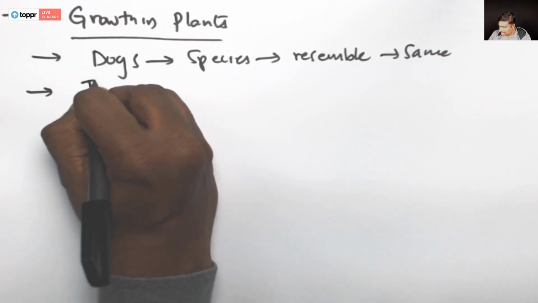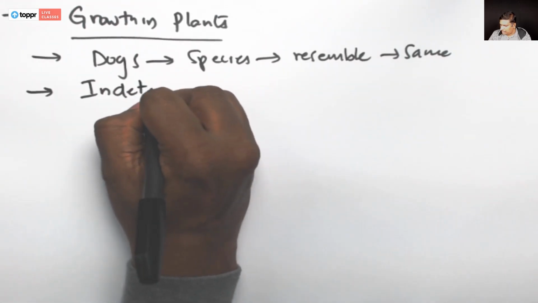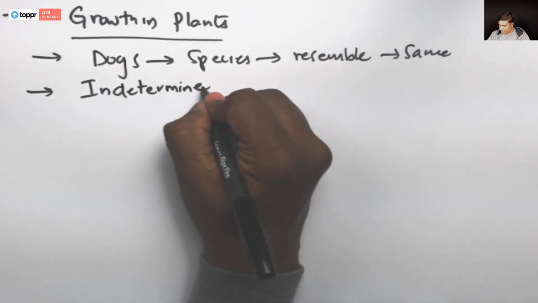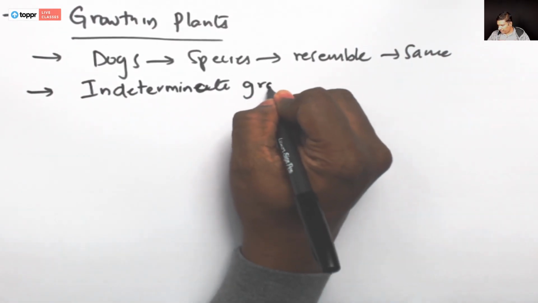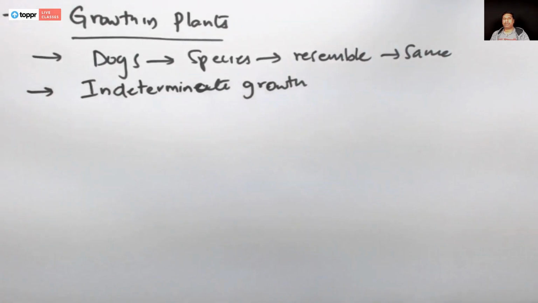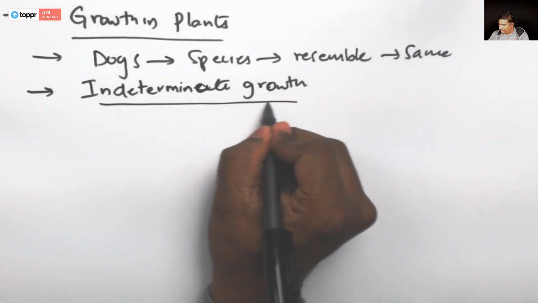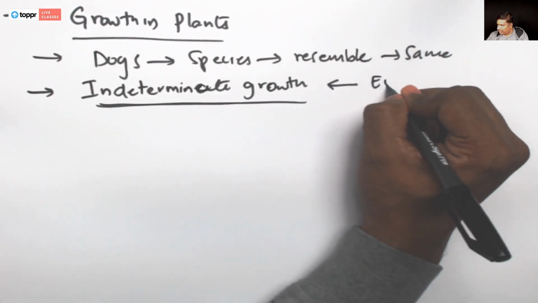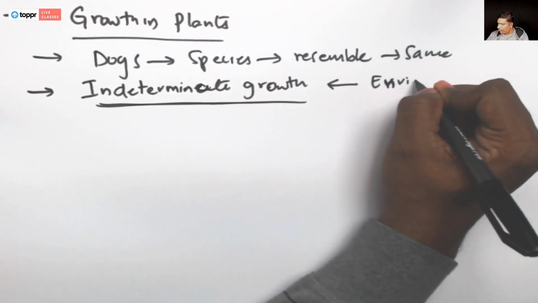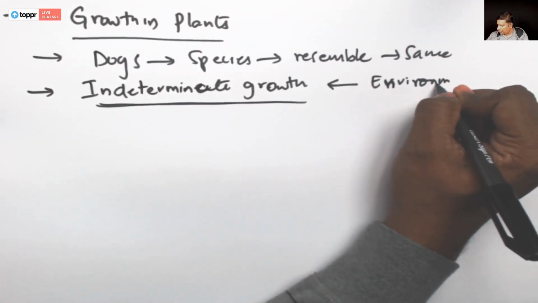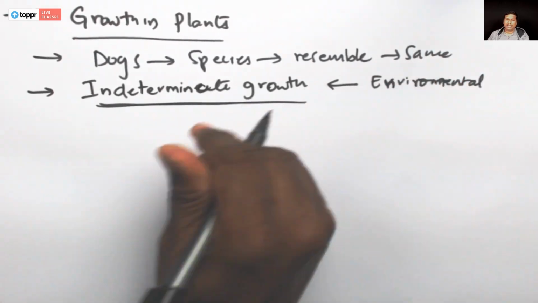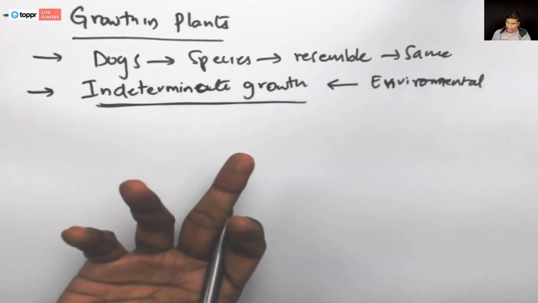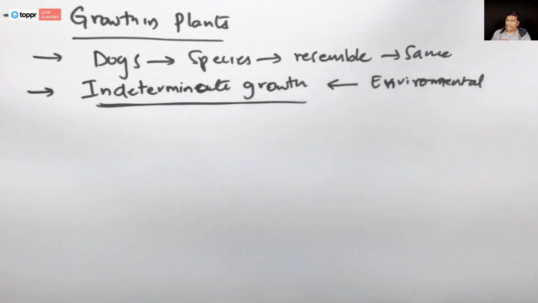In plants the growth is indeterminate. You will see indeterminate growth in plants. Now, the reason for indeterminate growth in plants is because the growth of plants is influenced by environmental factors to a large extent. The amount of light they get, the amount of water they get. All these factors actually influence it.